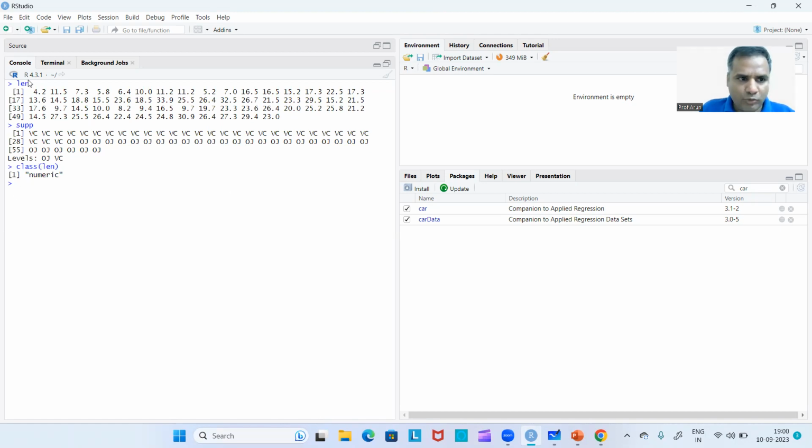This is my numeric data. Numeric means the same. And if I press the upper arrow key, now Manoj ji pay attention. Press the upper arrow key. Go here and just type SUPP. SUPP. Enter. This is factor data, can you see it?